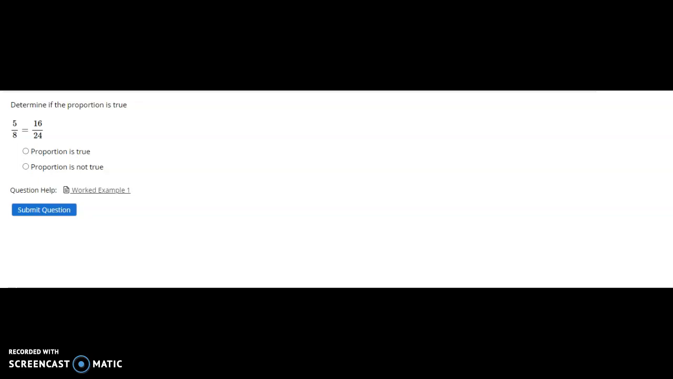Okay, we have this proportion and we need to determine if it's a true proportion. Basically, are these two equal ratios? The way that we can determine that is we can cross multiply it. If we cross multiply it and it comes out as true, we know it's a true proportion.